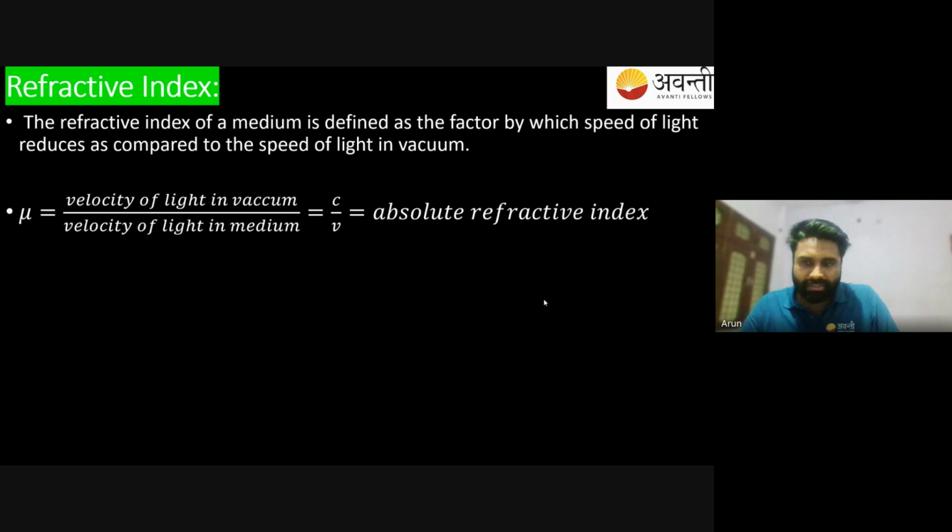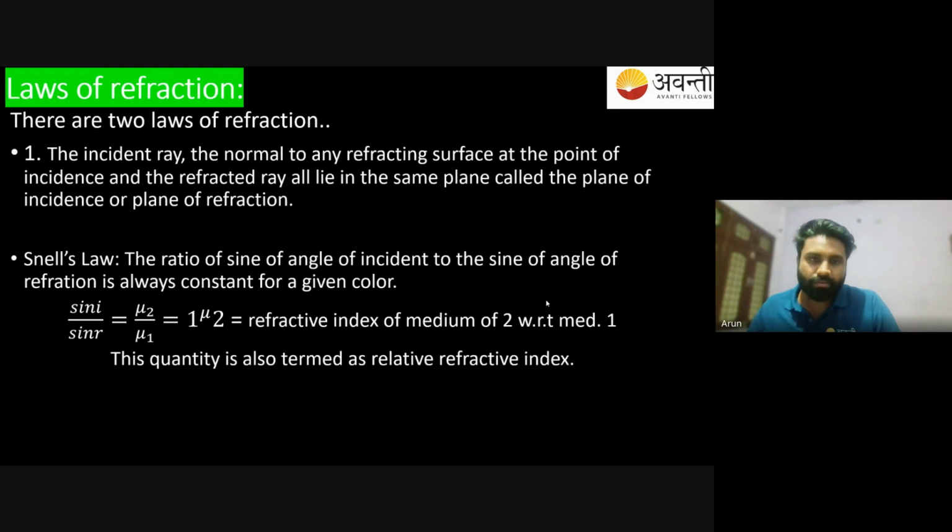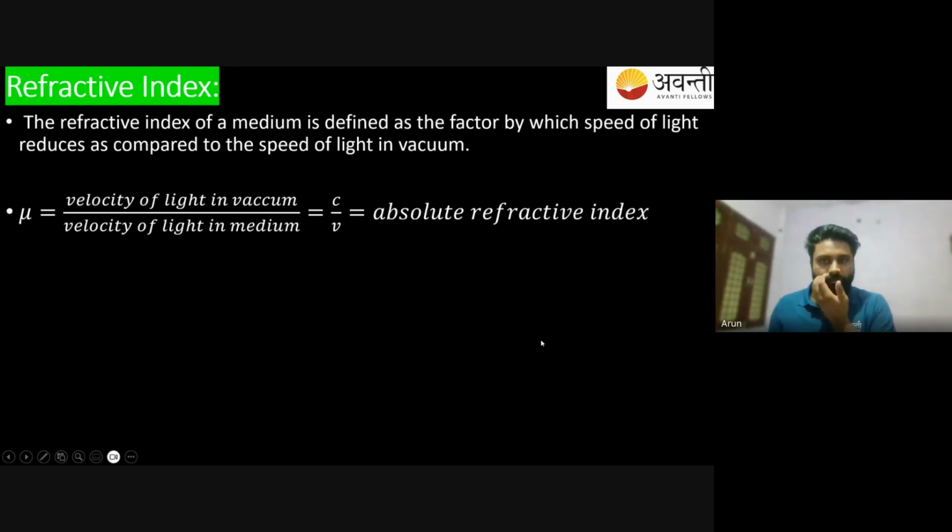And which factor reduces it? The refractive index of a medium. So that is why mu here is the ratio of the speed of light or velocity of light in vacuum to the velocity of light in medium, c upon v. And this is also termed as the absolute refractive index. The earlier one is not absolute because it is relative: you have taken a reference of medium 1 to measure the refractive index of medium 2. So this is the relative property of refractive index. It is not the absolute, but here it is the absolute.